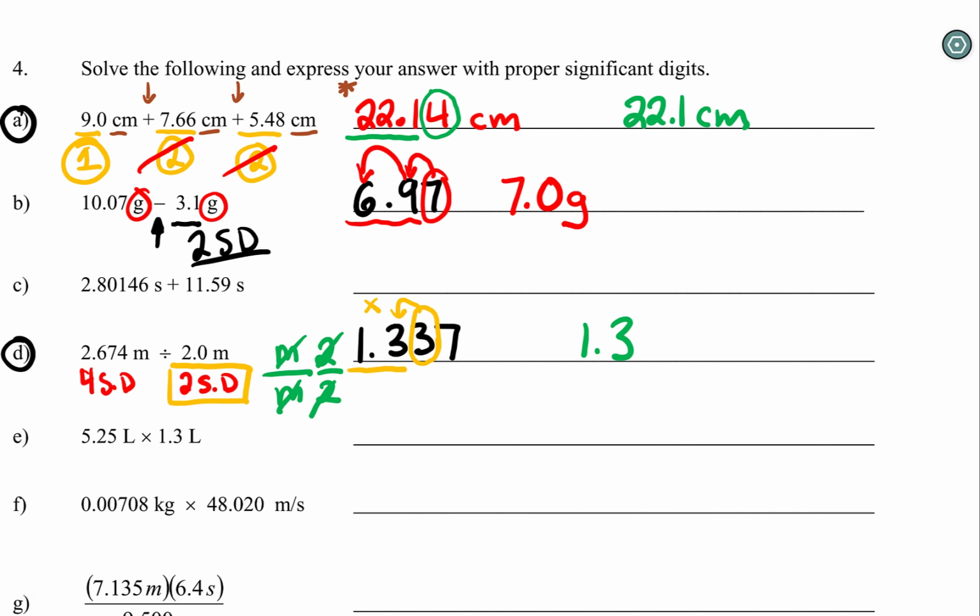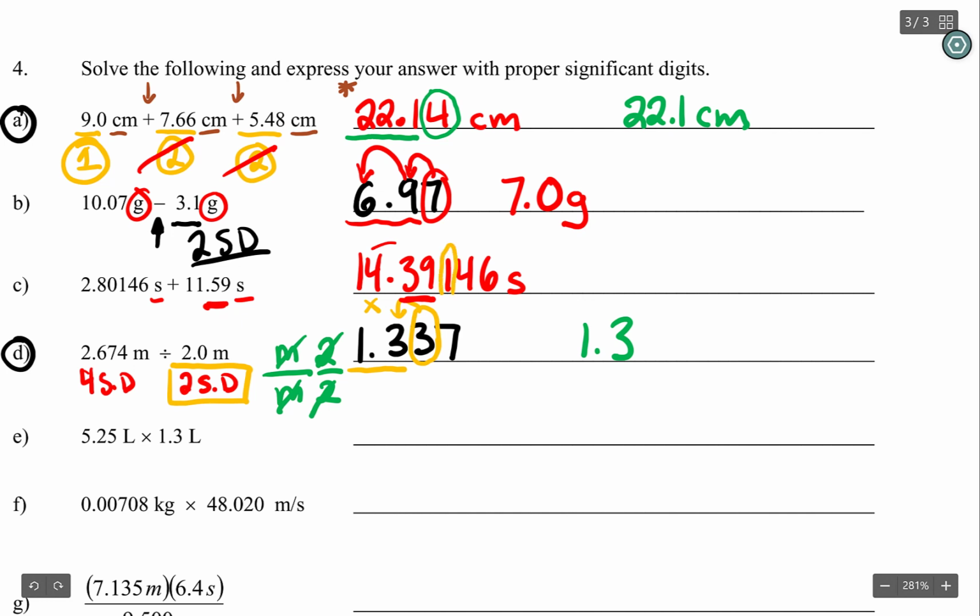For C, when you punch this in your calculator, you get a value of 14.39146. Because both units are in seconds, this is in seconds. And then I have to go to the least accurate measurement, which is to the 100th. The least accurate measurement to the 100th goes 39. I circle the number behind that, check to see if it rounds up. It doesn't. So this would simply be 14.39 seconds.